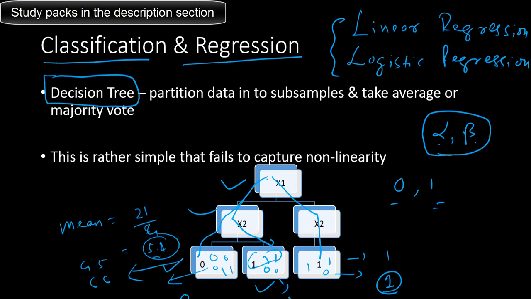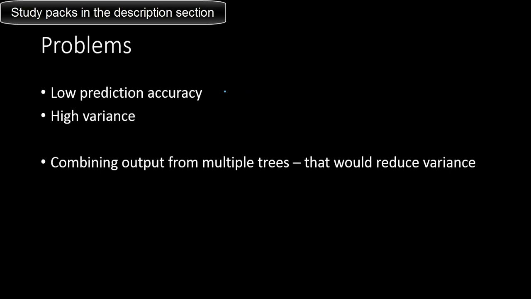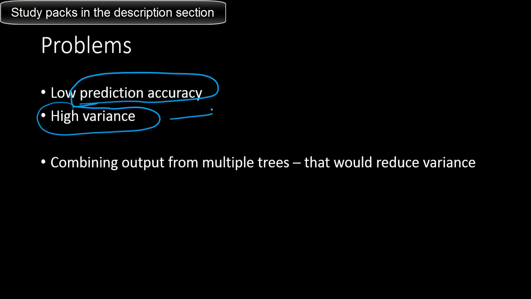It's very simple. However, the problems with decision tree models are quite a lot. It's very simple though, but it doesn't capture the nonlinear relationship in your data very well. And there are many other problems as well. A decision tree model has the problem of low prediction accuracy and high variance. High variance as in if you change your data, the prediction accuracy is going to vary a lot. Okay, so prediction accuracy is going to vary, and that is not a good thing. Not at all a good thing.